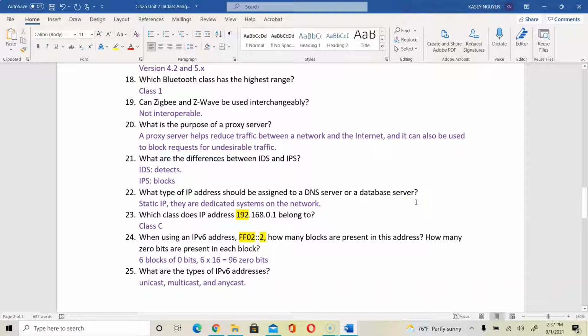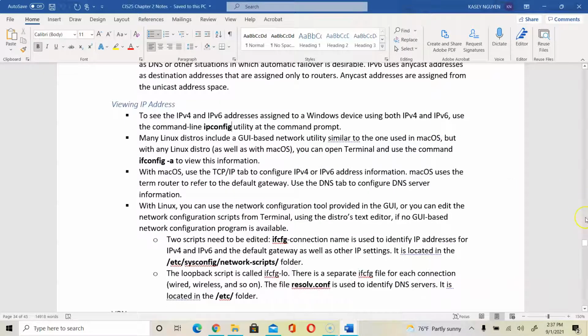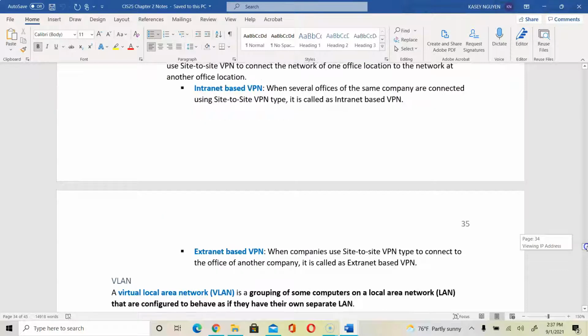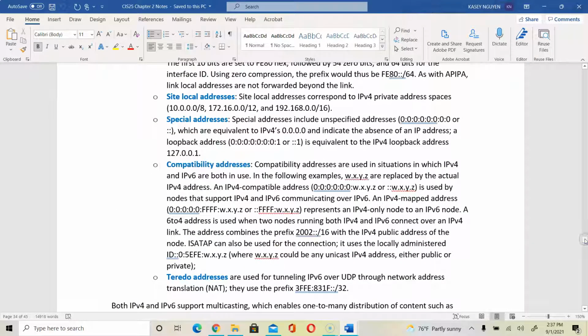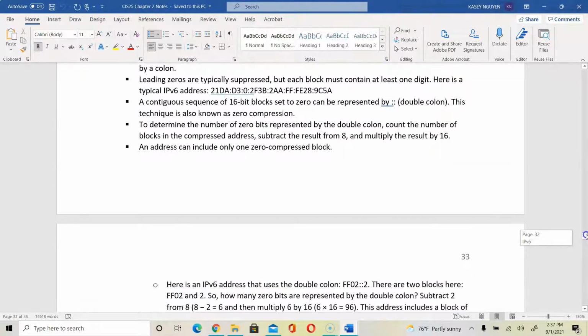And in 23, it asks you which class of IP address 192.168.0.1 is. When you're looking at the class of an IP address, you want to focus on the first octet, the first 3 numbers or 2 numbers of the address. And how can I know the range? When you're looking at IP addresses in this section here, it shows you the range. Now in IP version 4, there are class A, B, and C.